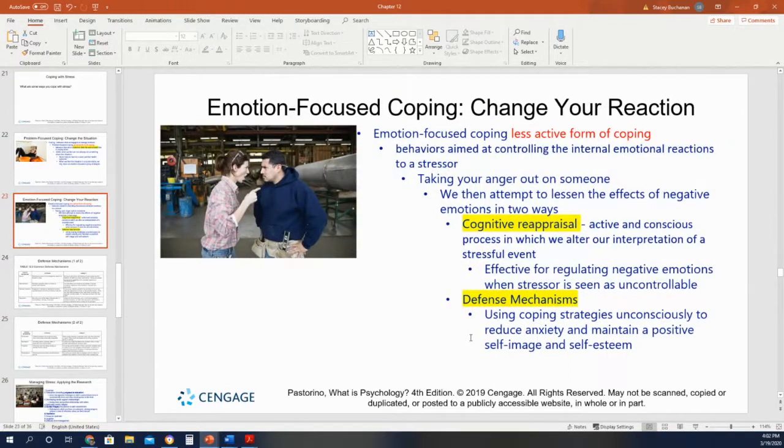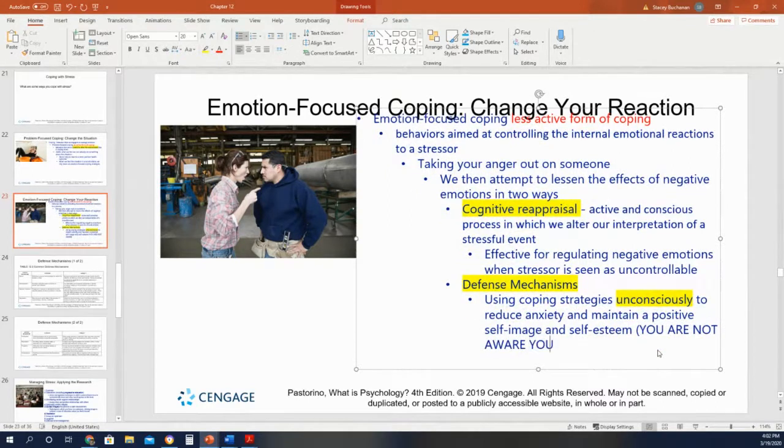So you use these first unconsciously. You use them unconsciously. If you recall back to our last chapter, you are not aware you're using them. I'll put this in red. I'll highlight that. So you use them unconsciously. You're not aware you're using them. And they help maintain your self-esteem, your self-image.